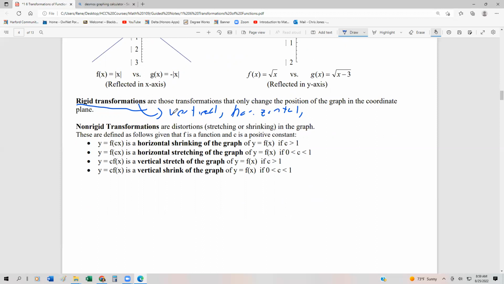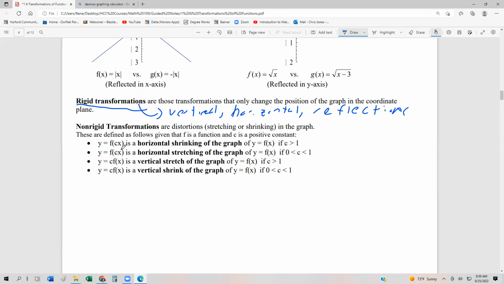All right. But and then also the axes. Okay, so reflections. So in other words, rigid transformations don't change the shape of the graph, just the position. So they just move it up, down, left, right, reflected, etc. Non-rigid transformations are going to be stretching and shrinking the graph.